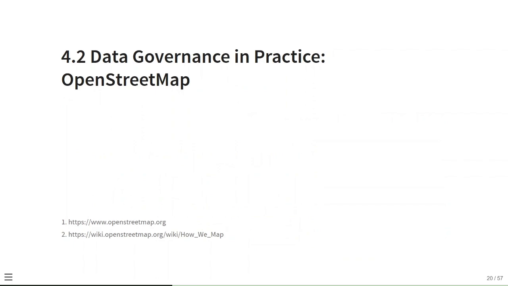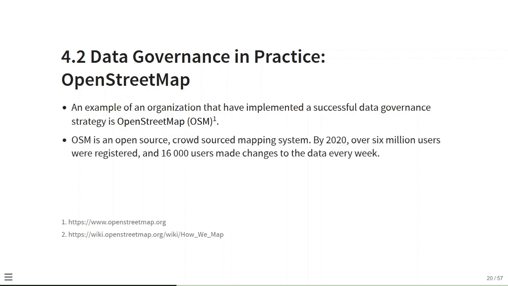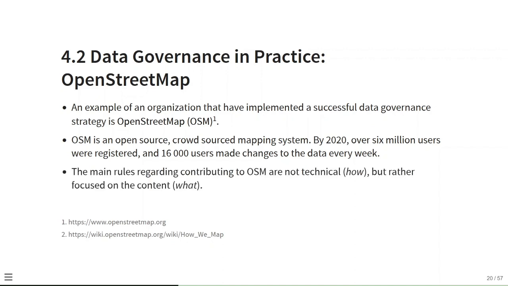Let's have a look at data governance in practice, looking at the OpenStreetMap organization. An example of an organization that has implemented a successful data governance strategy is OpenStreetMap. OpenStreetMap is an open source crowdsourced mapping system. By 2020, over 6 million users were registered and 16,000 users made changes to the data every week.